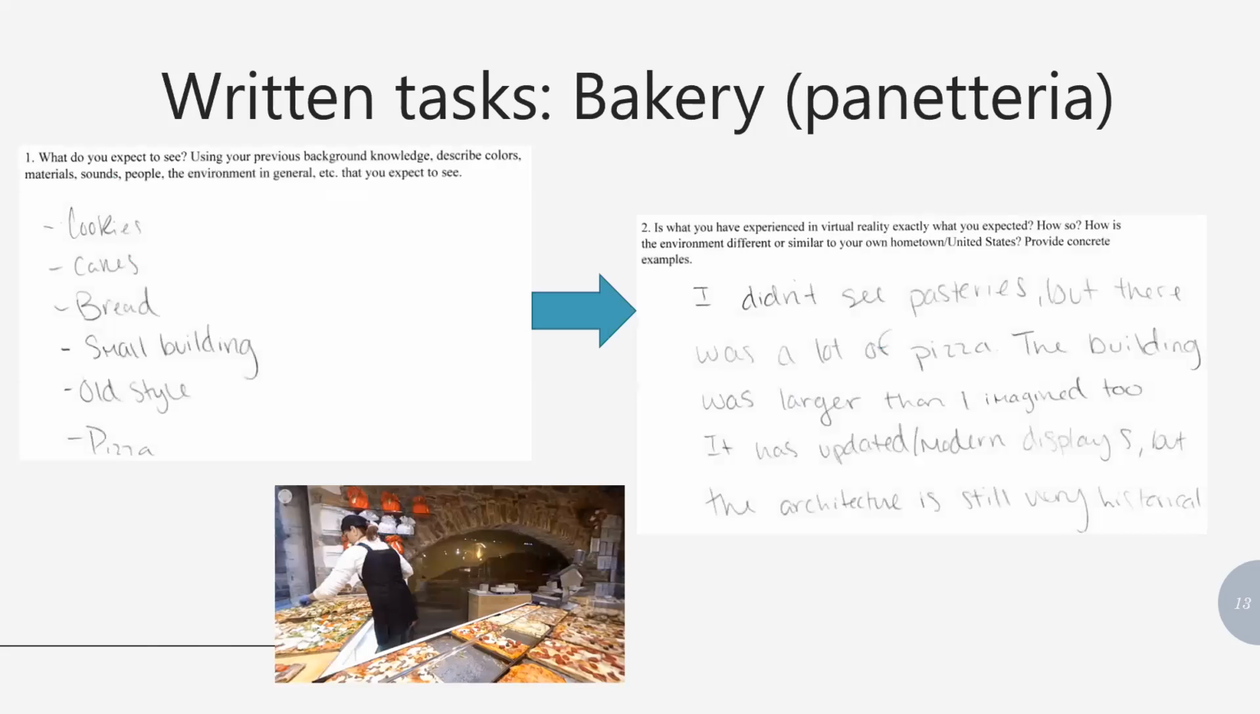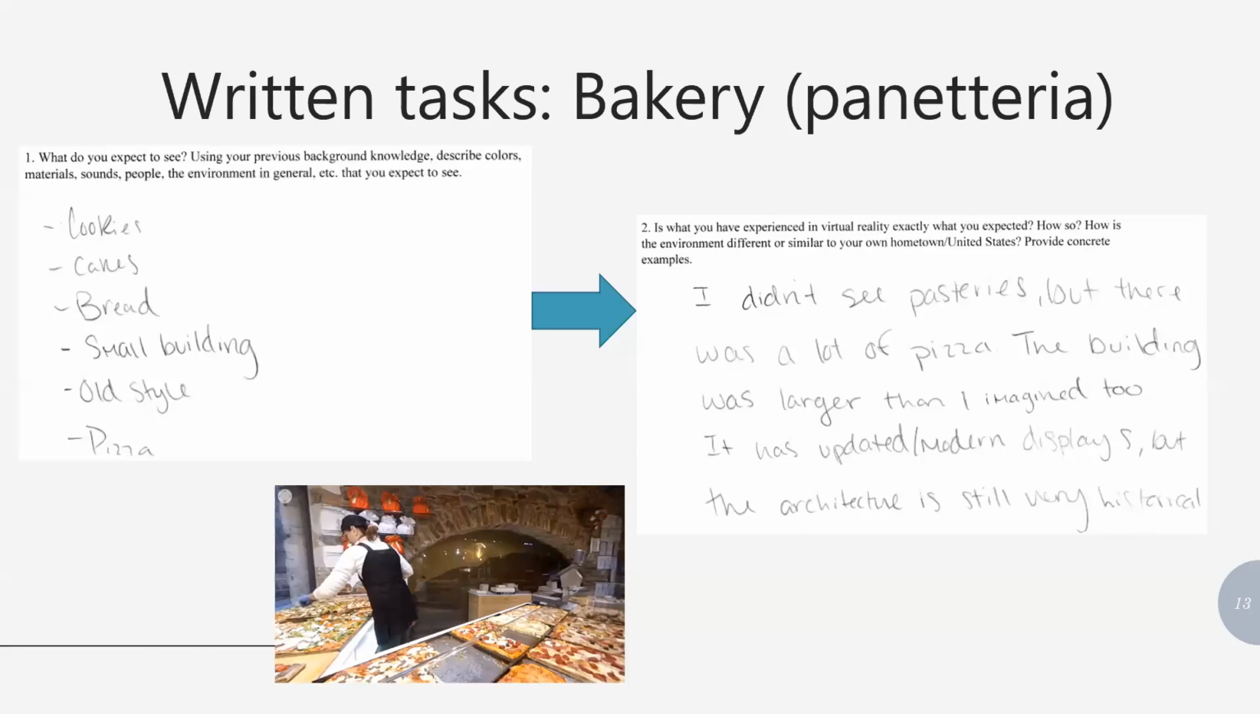So as I previously explained, after the pre-survey, there was the first written task, the viewing, and then again, another written task plus discussion. I have an example here from a student. In this case, the students were told that they were going to be standing in a bakery, which in this case would translate to panetteria.